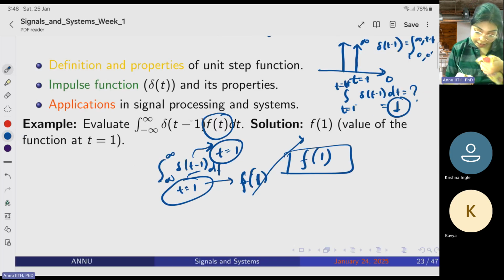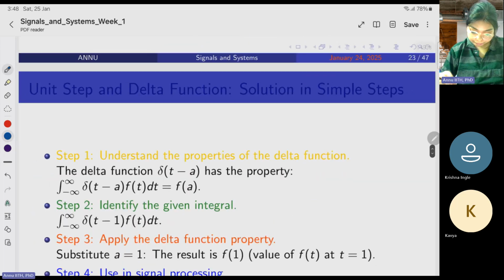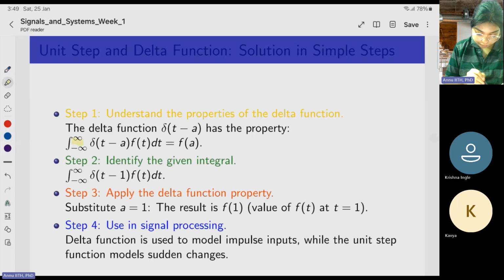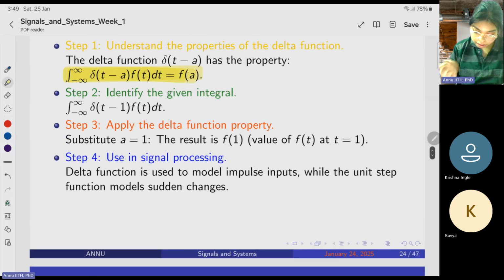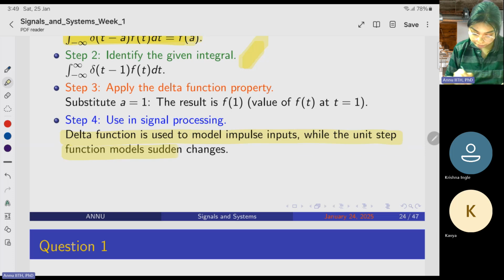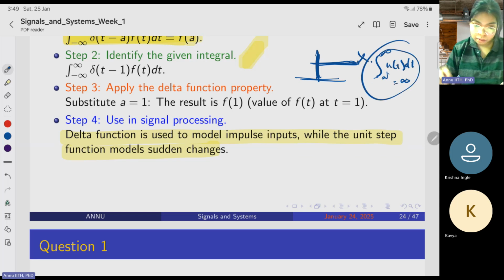If it is t minus 3, suppose, the answer will be f(3). What if it is t plus 3? The answer will be f(minus 3). This is represented in terms of a property also, and this is called the sifting property. The delta function is used to model impulse inputs, while the unit step function models sudden changes. And since I asked about the integration over the delta, it is infinity; I gave that answer just now.